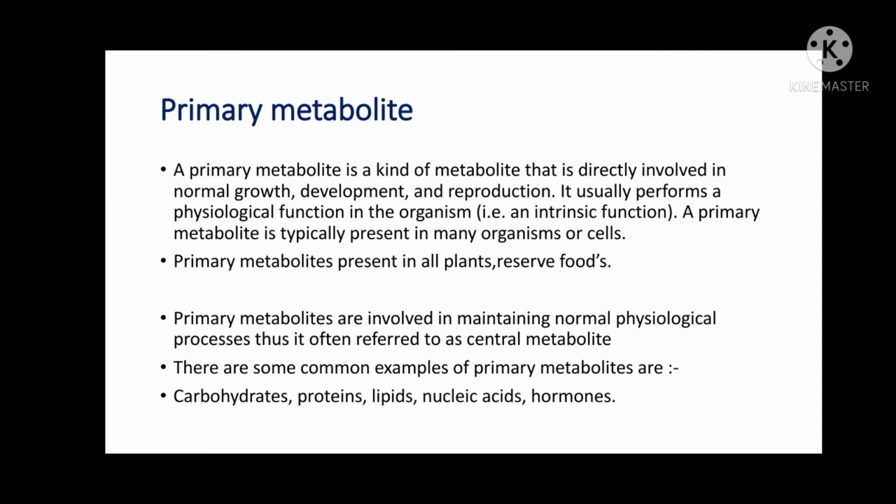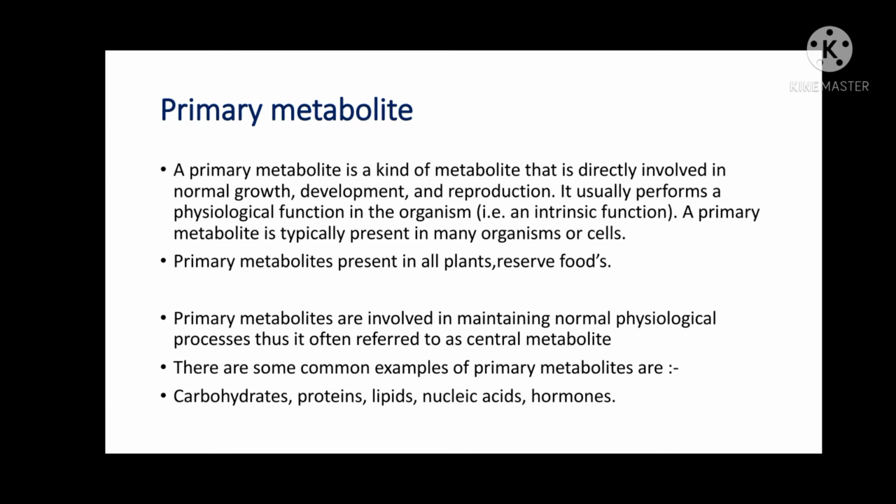So, our main part, primary metabolite. A primary metabolite is a kind of metabolite that is directly involved in normal growth, development and reproduction. It usually performs a physiological function in the organism, that is, an intrinsic function. A primary metabolite is typically present in many organisms or cells.